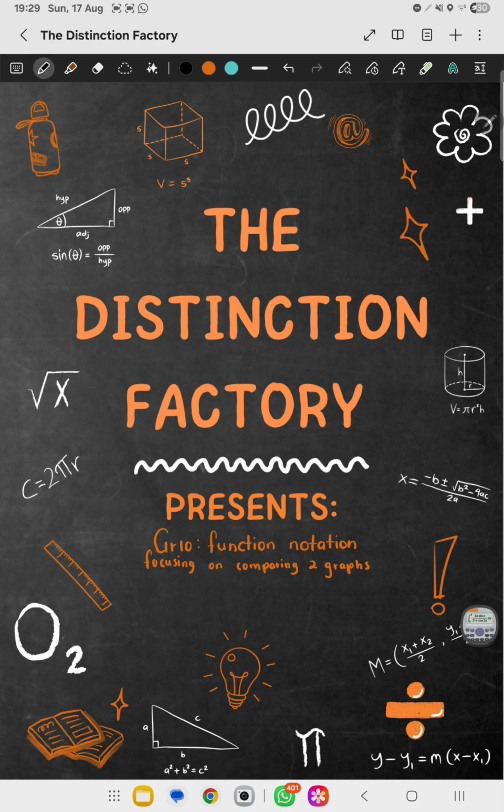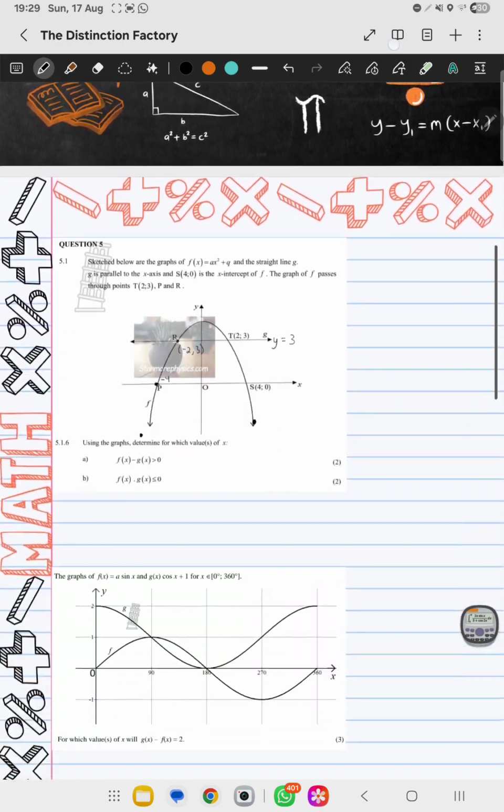And today we are going to be focusing on grade 10 function notation where we are comparing two graphs. This is a continuation of our previous video.